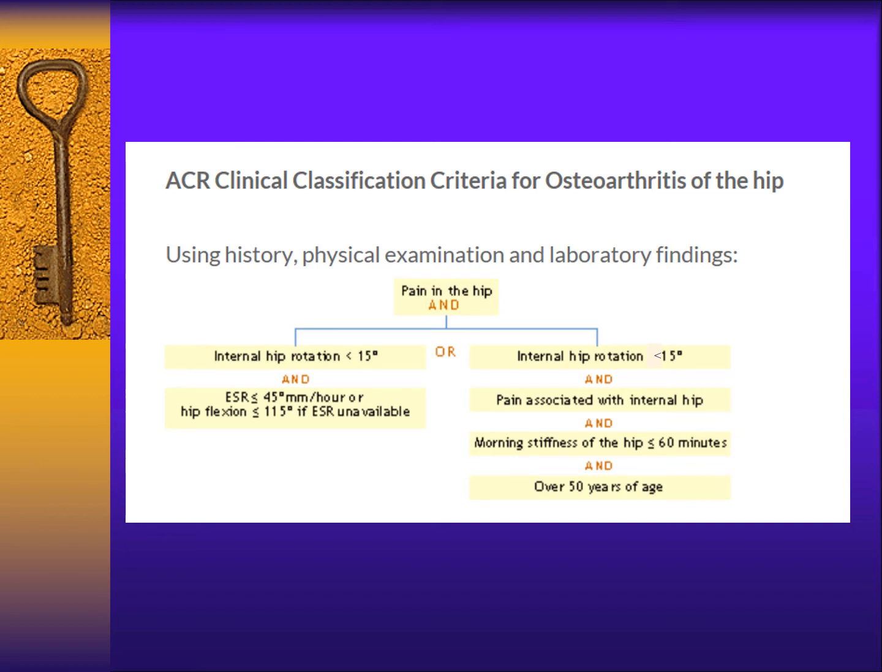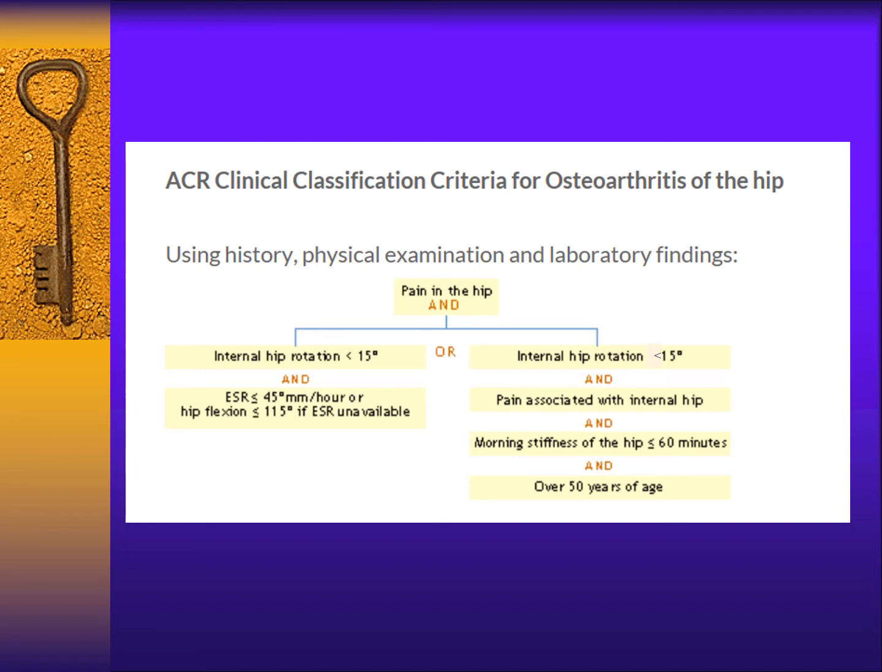Or you can go on the right side. If you don't have access to lab testing, we look at, once again, hip internal rotation less than 15 degrees. There's pain associated with that measure. We have morning stiffness less than an hour. Again, since osteoarthritis is non-inflammatory, we may get folks who wake up and feel stiff in the morning, but it's gone by 30 or 45 minutes if it's OA. If it's rheumatoid, however, they'll be stiff well beyond that hour because that's an inflammatory disorder. And then age is in there as well. We spoke about that before.